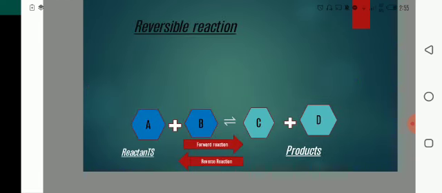Come to the next type of reaction, reversible reaction. A reversible reaction proceeds in the forward as well as in the backward or reverse direction. It means it proceeds in two directions: reactants to products in the forward direction, and from products to reactants in the reverse direction.